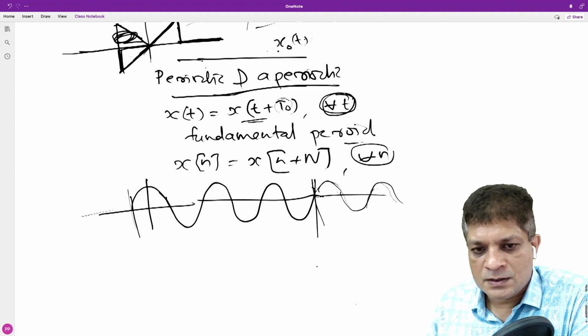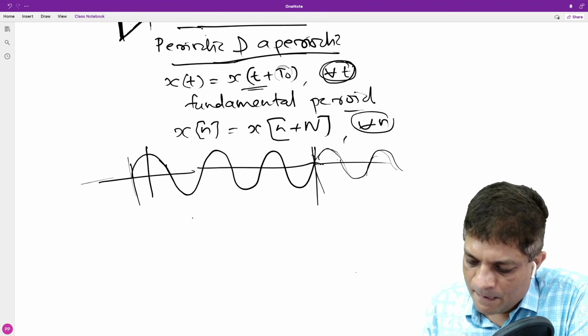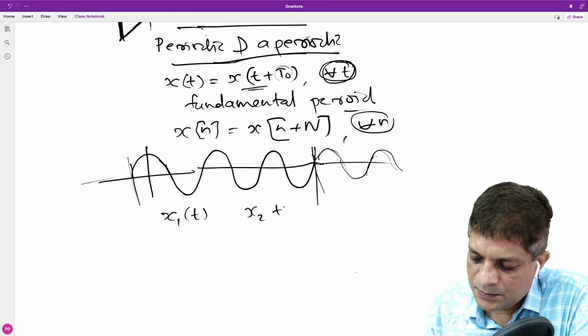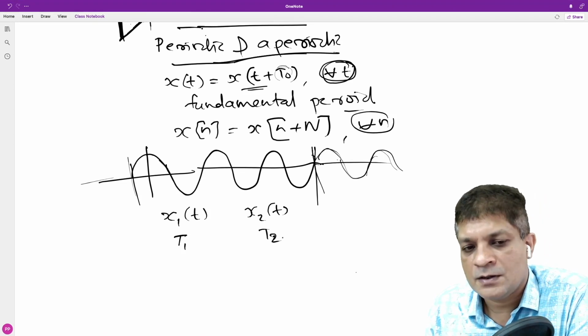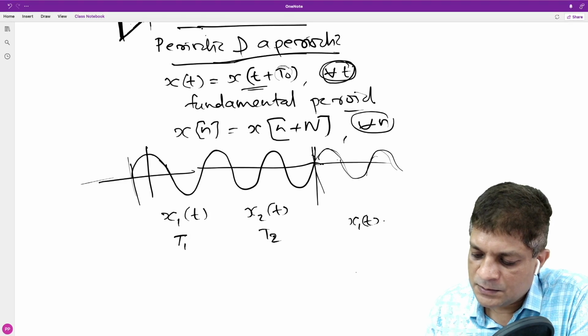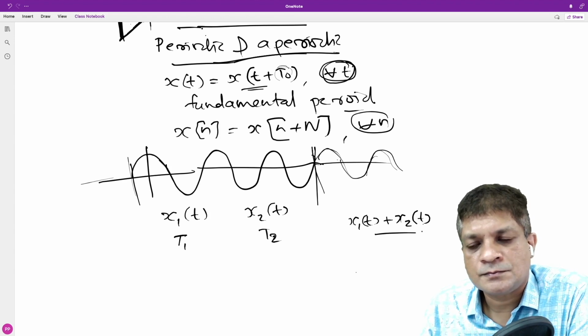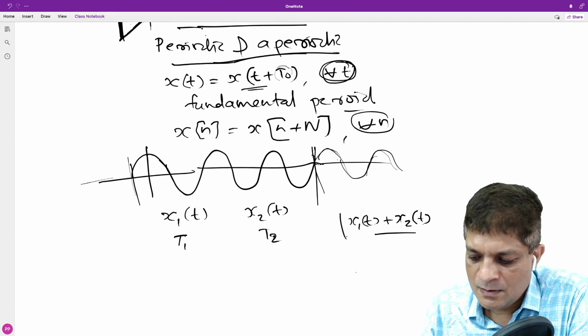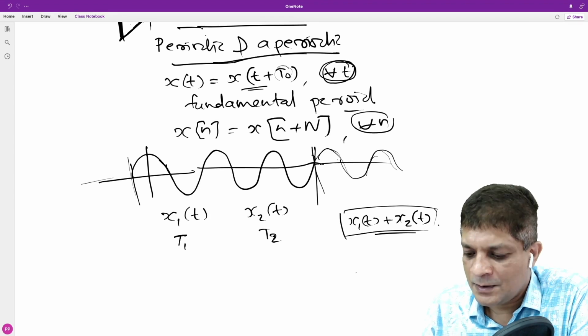Now let us consider some properties of periodic signals. If we consider two periodic signals, x1(t) and x2(t), the first one having period T1 and the second one having period T2, what about x1(t) + x2(t)? Will it be periodic? Will it always be periodic? Only if they have an LCM, then it will be periodic, isn't it?